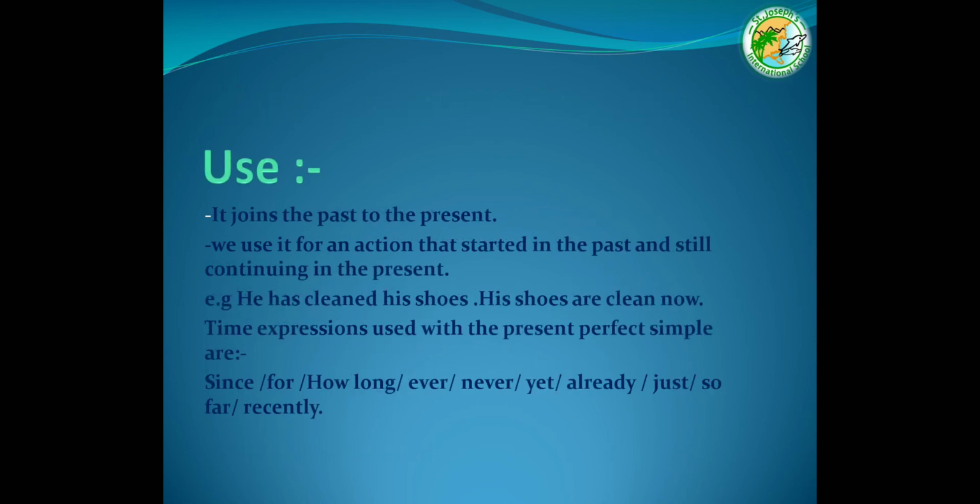The usage. What is the usage of the present perfect tense? We use the present perfect tense to join the past to the present. We use it for an action that started in the past and is still continuing in the present. He has cleaned his shoes. His shoes are clean now. Time expressions used with the present perfect are since, for, how long, ever, never, yet, already, just, so far, recently.